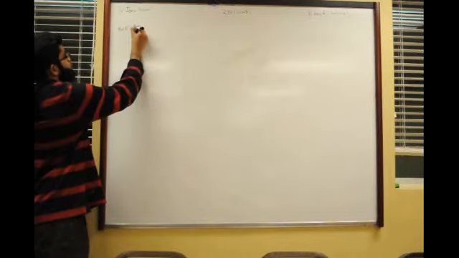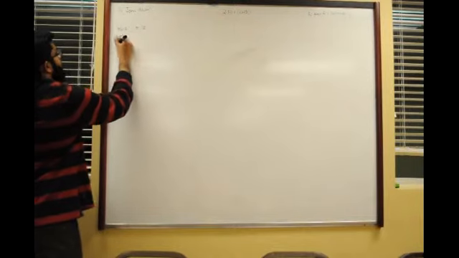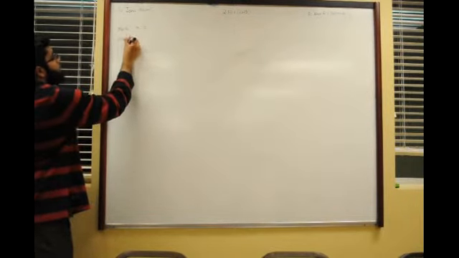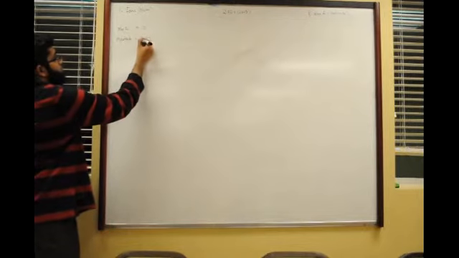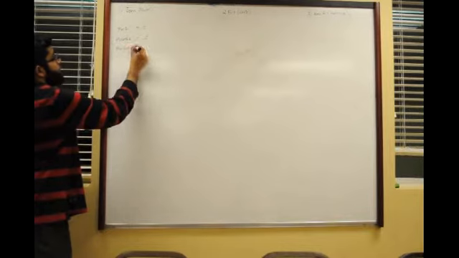Marfu is usually when the noun has 2 dhammas or 1 dhamma. And what's the next one? Mansub, when it has what? Double fathahs. And the last one is? Majrur. Okay, when it has kasras.